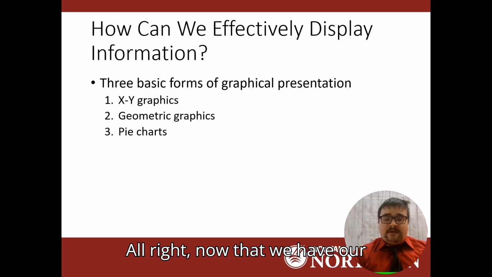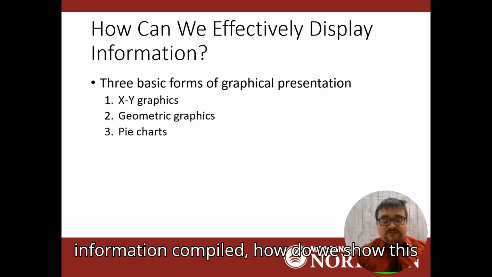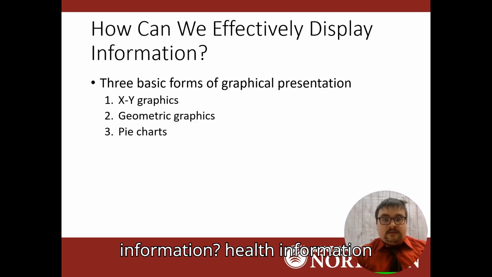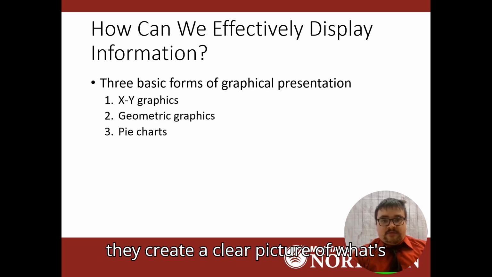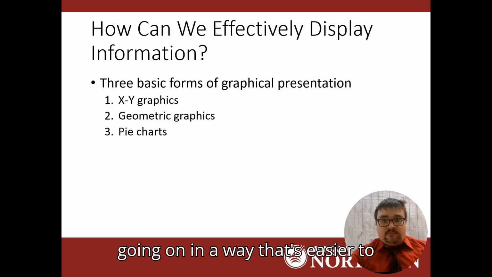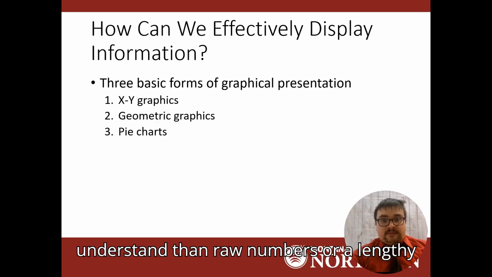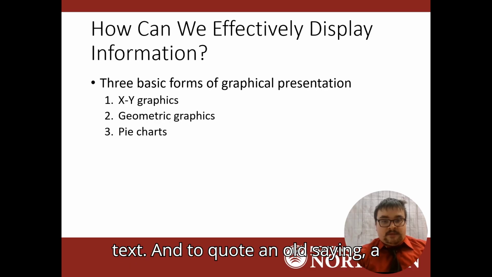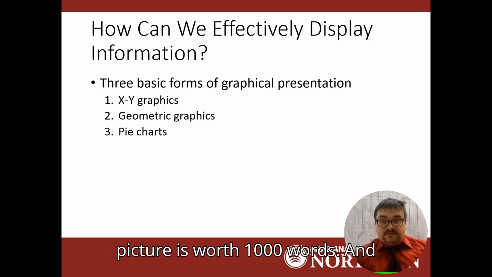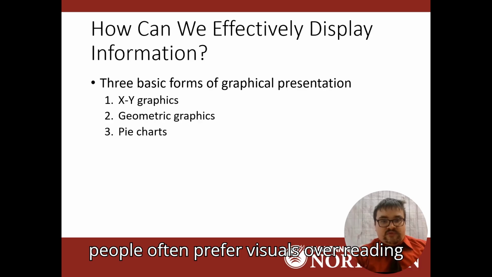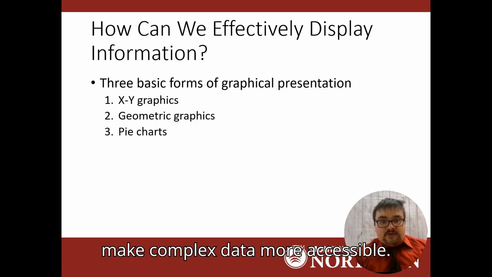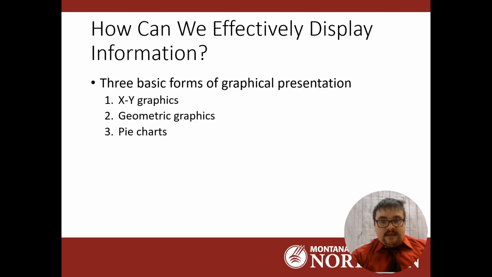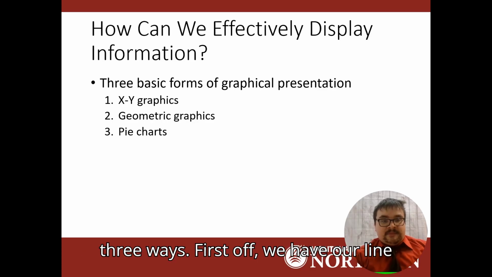All right, now that we have our information compiled, how do we show this information? Health information is often displayed using graphics, since they create a clear picture of what's going on in a way that's easier to understand than raw numbers or lengthy text. To quote an old saying, a picture is worth 1,000 words. People often prefer visuals over reading large amounts of text, so graphics can make complex data more accessible. Now we can show this information in three ways.